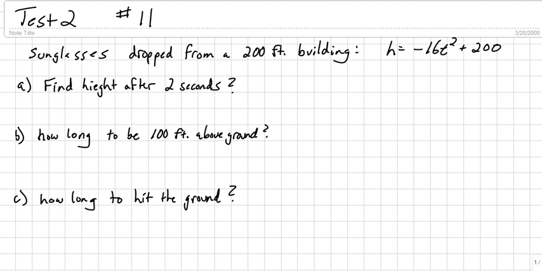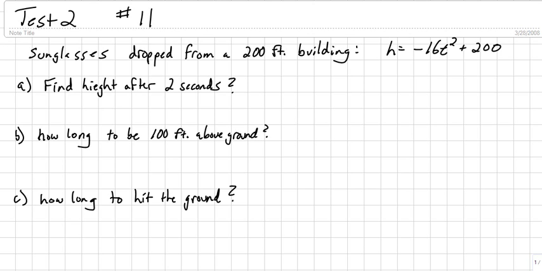Alright, test number 2, question number 11. A pair of sunglasses is dropped from a 200-foot building. The height of the sunglasses, h in feet after t seconds, is given by the equation h equals negative 16t squared plus 200. Question A asks us to find the height of the sunglasses after 2 seconds.